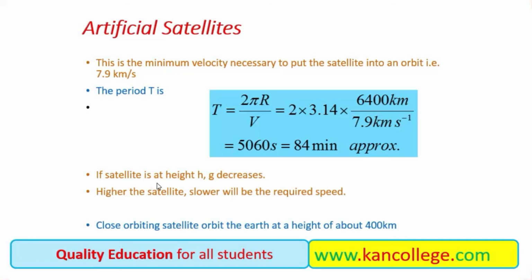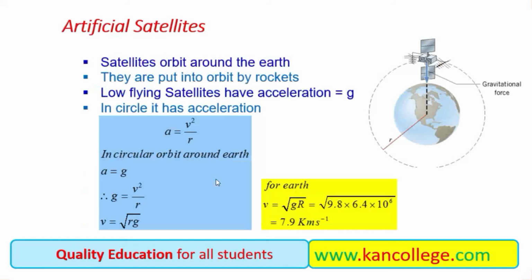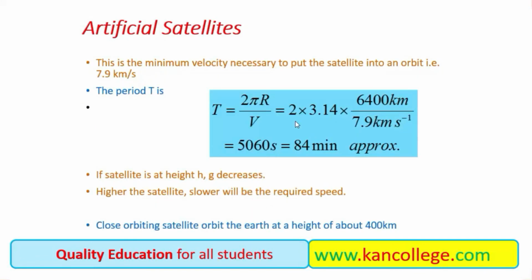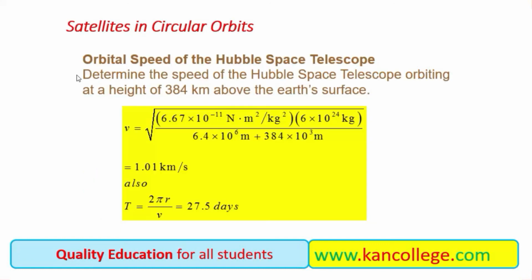If the satellite is at a height h, g decreases. As g decreases, speed decreases, and if speed decreases, then time increases. So for higher orbits, the time period will be more.